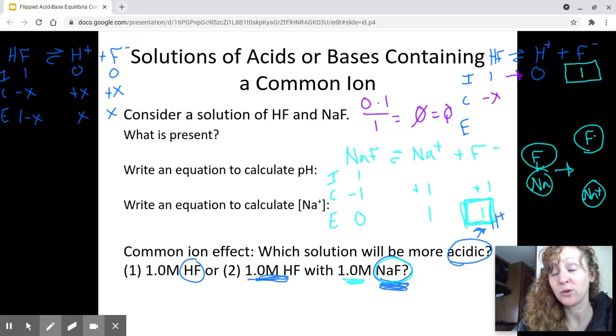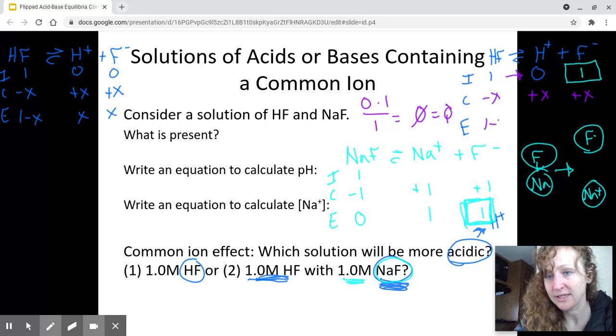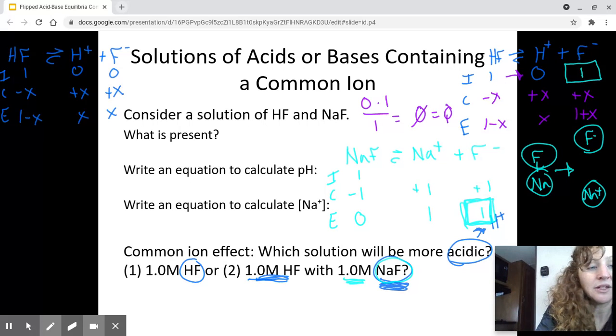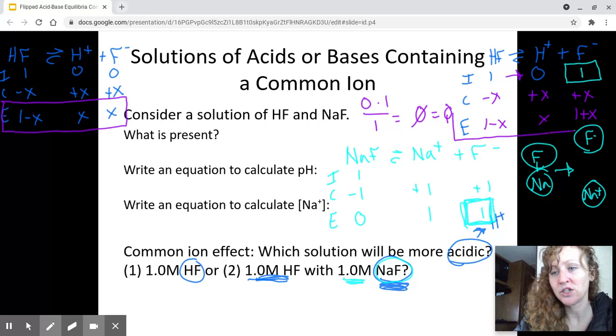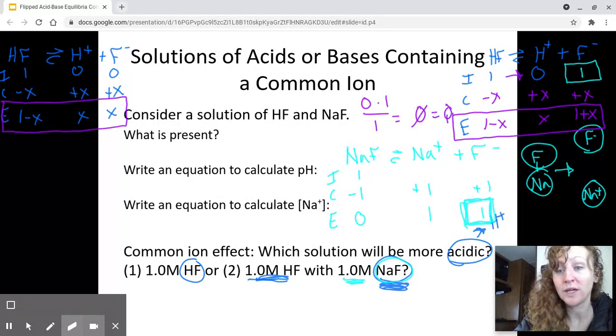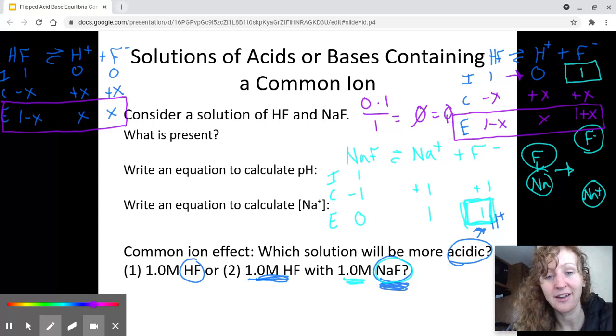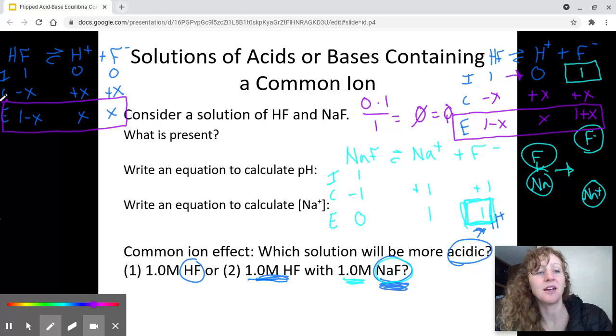So I don't know how much it's going to shift because it's a weak acid. Let's find out how much it's going to shift. So 1 minus X, X, and 1 plus X. Okay, so I have equilibrium positions for the HF when it's by itself in a solution. I have equilibrium positions for that HF when it's in solution with my salt. So now I need to figure out what my X's are. And to do that, I need the Ka of HF. It's not on this slide. Let's go find it.